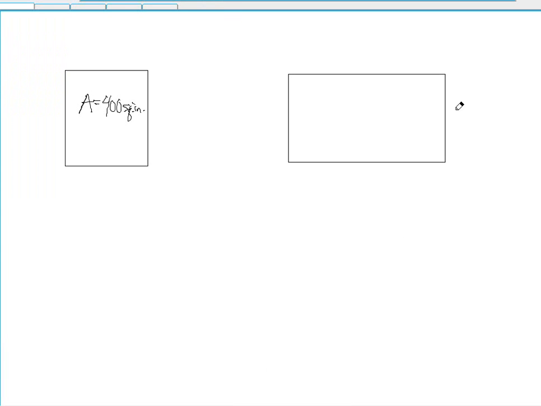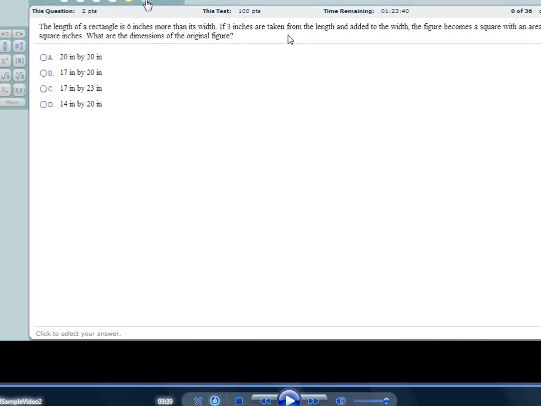So let's say this is the width right here. It doesn't matter which one we label. That's the width. Then the length would have to be 6 inches more than that, x plus 6, whatever the width is. Okay. The next sentence says, if 3 inches are taken away from the length and added to the width.